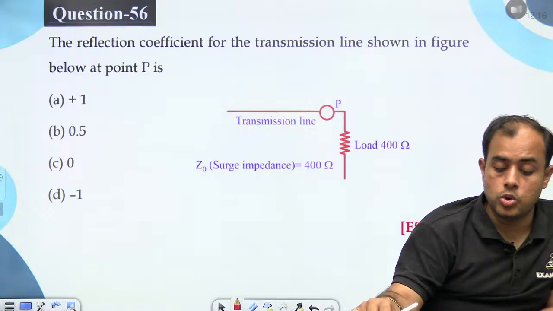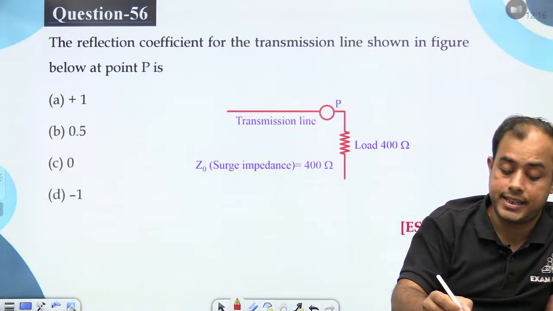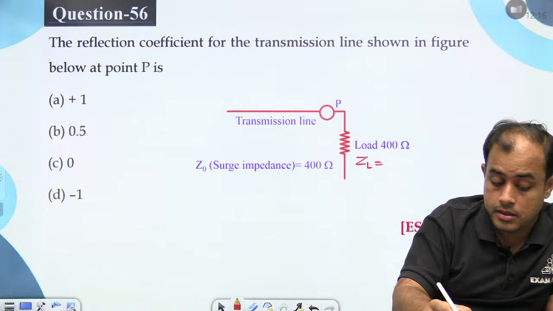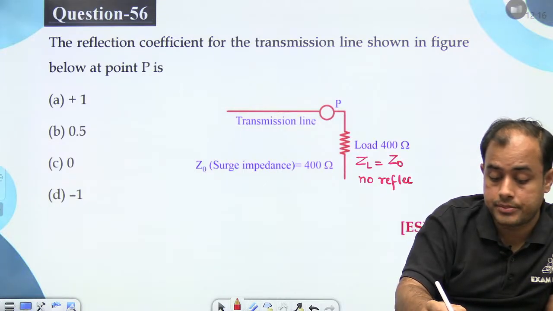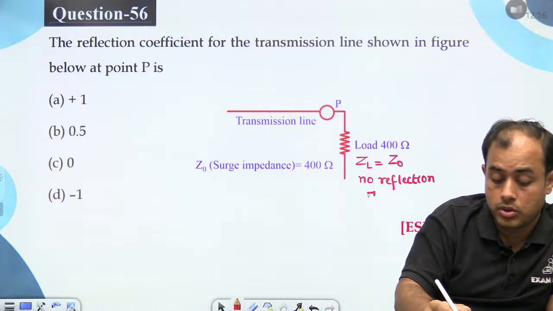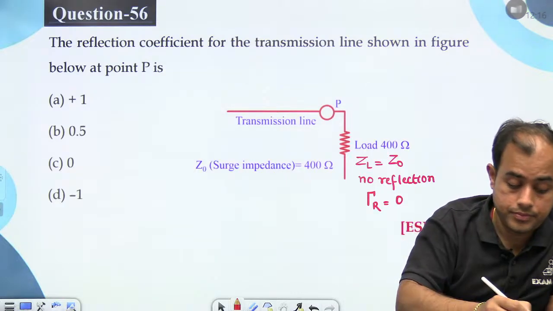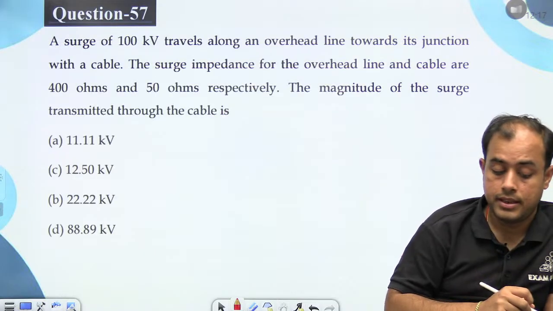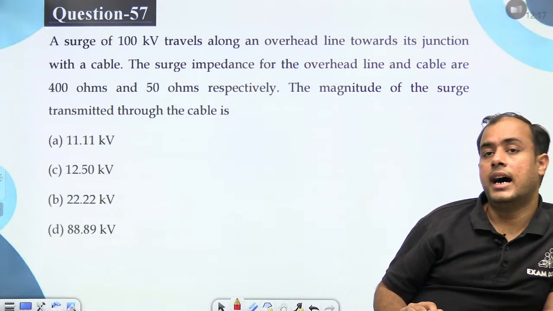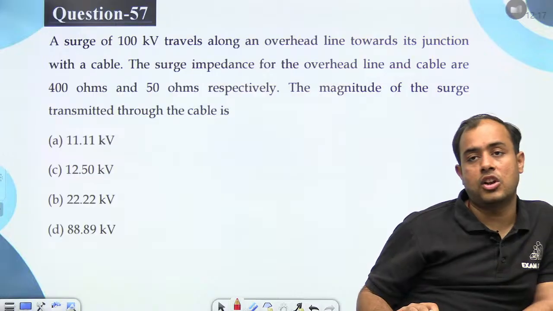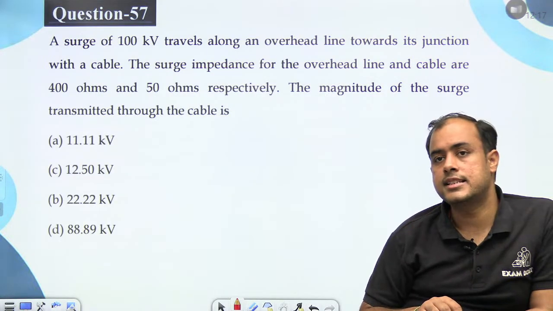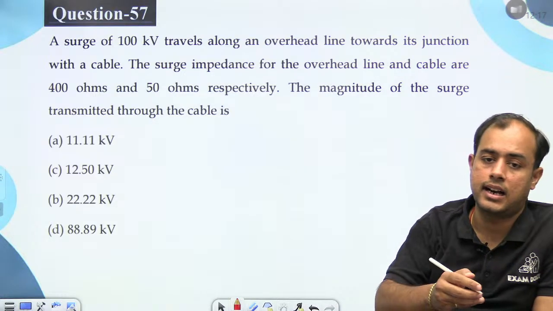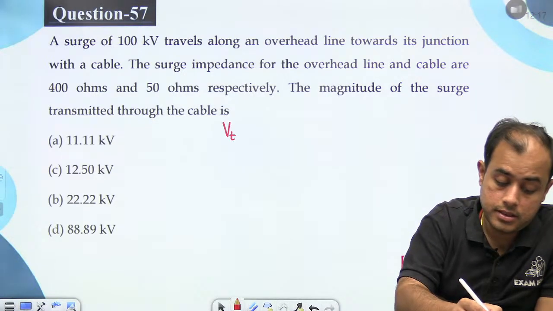ESE 2002, the reflection coefficient. ZL is Z0, so no reflection. So reflection coefficient is 0. Okay. ESE 2002, a surge of 100 kV travels along an overhead line towards the junction with a cable. Surge impedance is given. What is the transmitted voltage? The transmitted voltage is incident voltage.